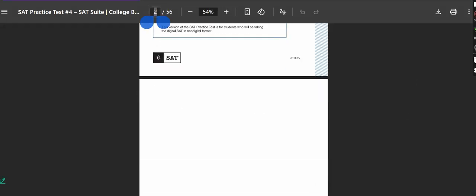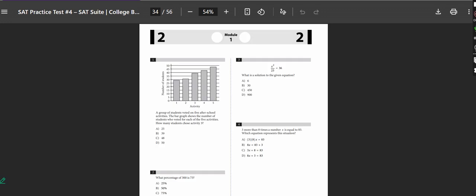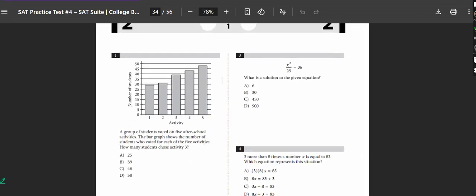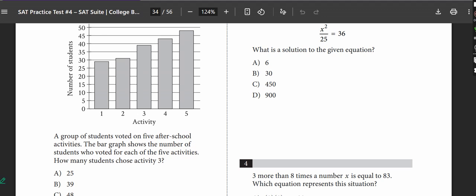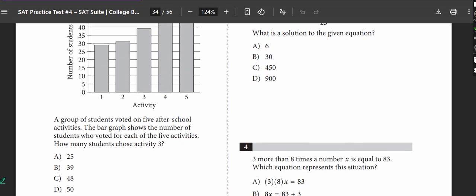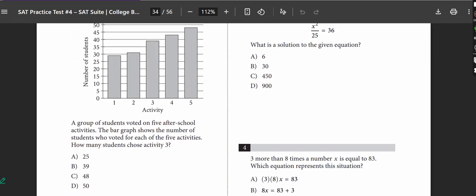Test 4, and we will jump to page number 34 to start our math practice. This is module 1, and we are going to start with this question. A group of students voted on 5 after school activities. The bar graph shows the number of students who voted for each of the 5 activities. How many students chose activity 3? Activity 3 is this, and it is something less than 40. Less than 40 is 39.